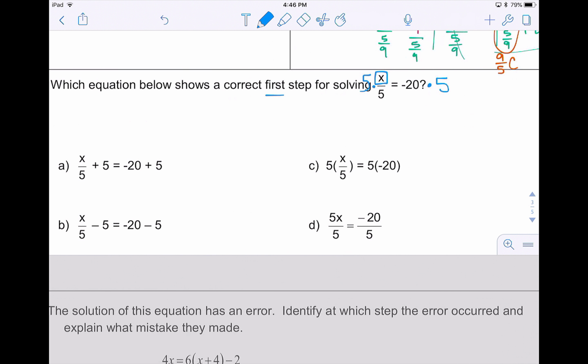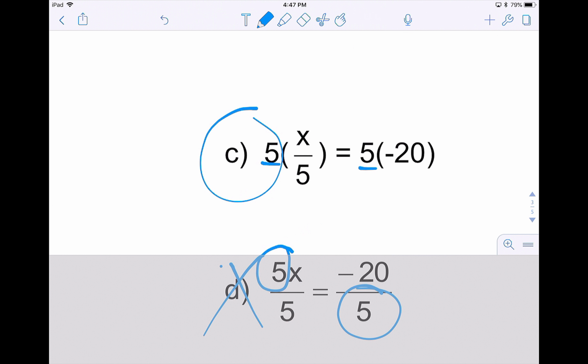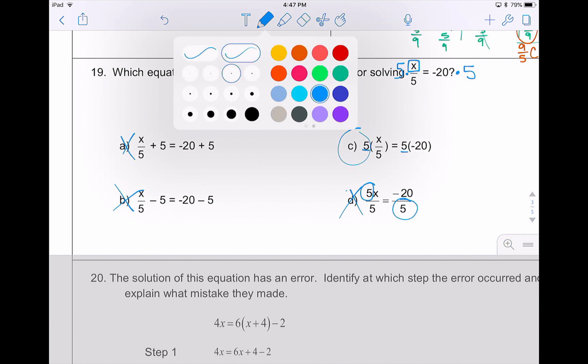So the first one is adding. B is subtracting. C looks like what I have. D would be multiplying on this side but dividing on this side. So C is the only one that has multiplication on both sides as the first step.